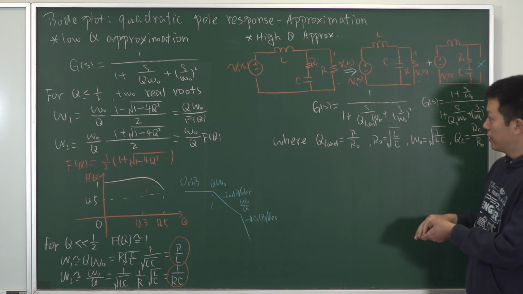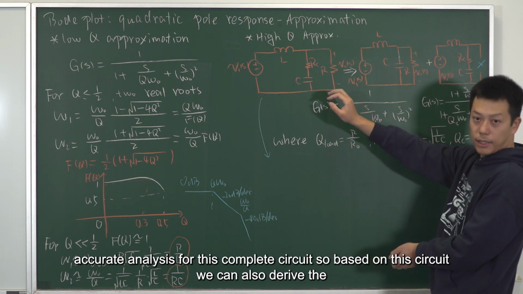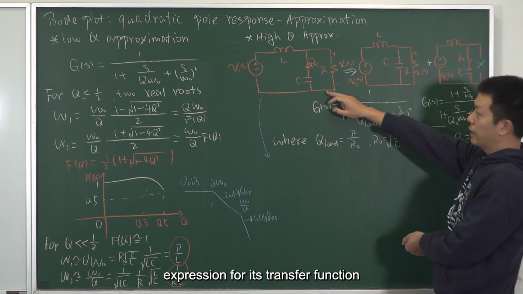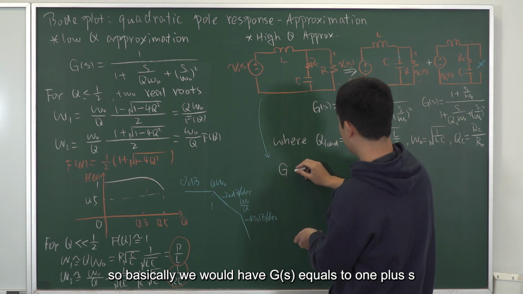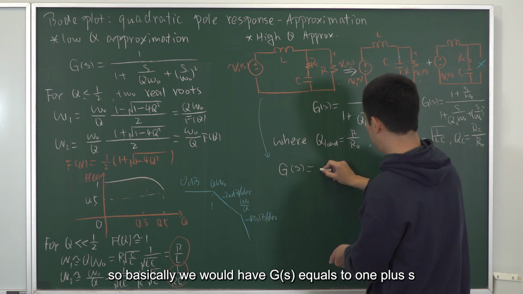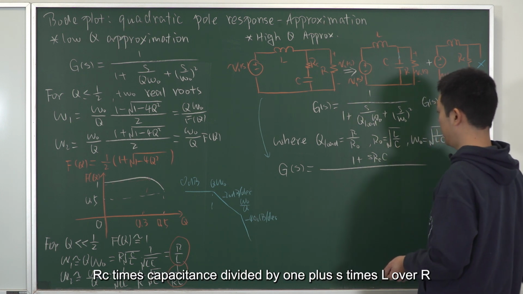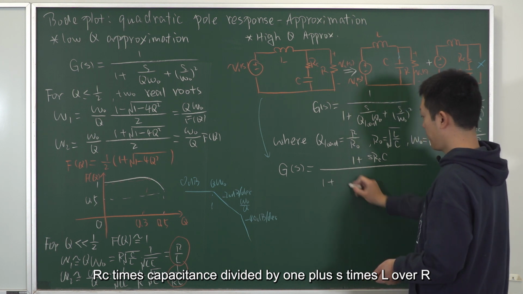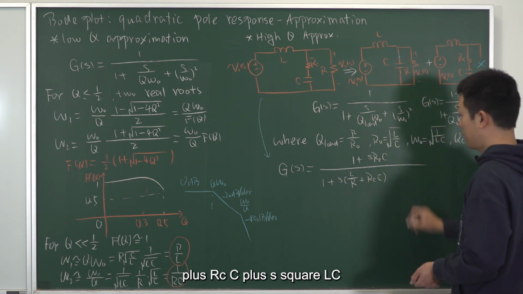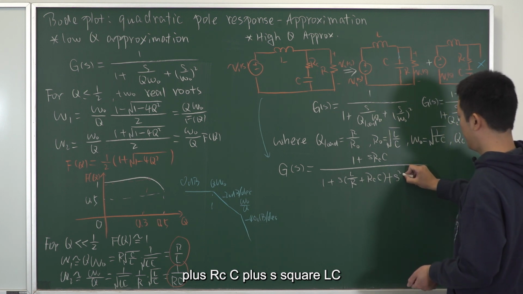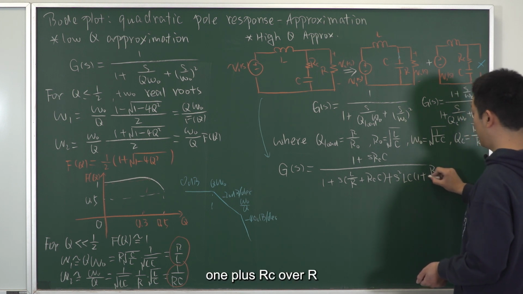Next, let's look at the accurate analysis for this complete circuit. Based on this circuit, we can derive the expression for its transfer function. Basically, we would have G(s) equals 1 plus s RC times C, divided by 1 plus s times (L over R plus RC C) plus s squared LC times (1 plus RC over R).